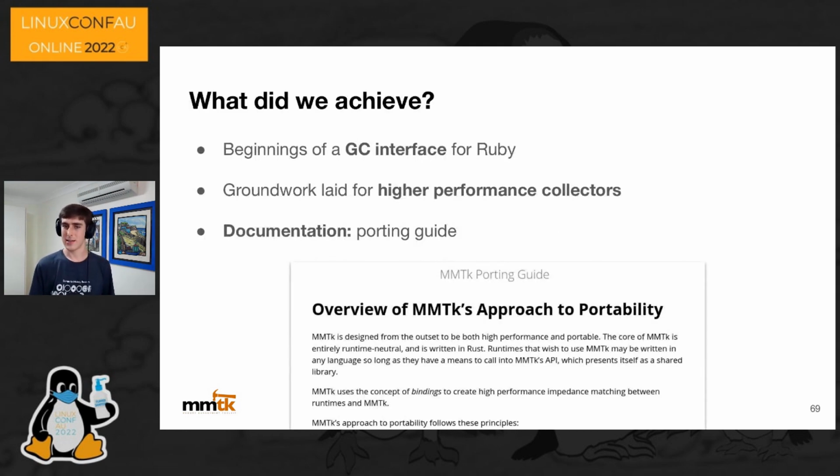The first thing is that we've begun to build a GC interface for Ruby. Because Ruby's GC is so tightly integrated at the moment, the code changes made to the Ruby source code will enable not just MMTk to make use of that, but also anyone else who wants to try and build a GC for Ruby. It also lays the groundwork for higher performance collectors, which I'll be discussing in a moment. And finally, for the MMTk project, we built a porting guide, so if anyone else wants to build their own integration with MMTk, they have this handy guide that you can follow.